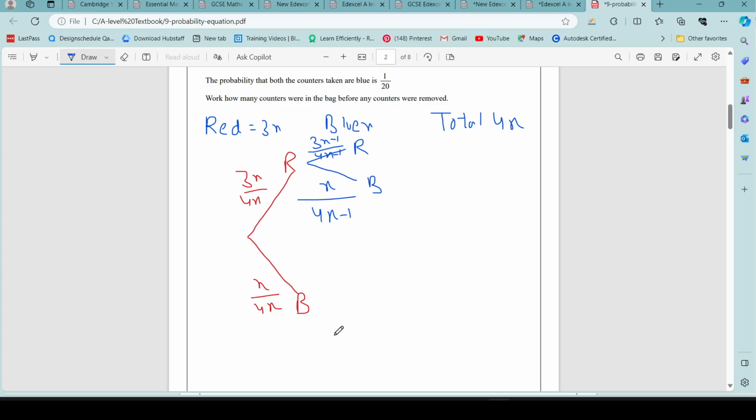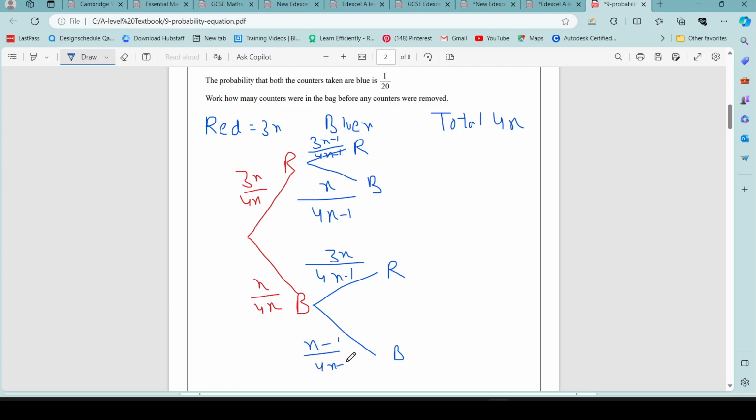Now for this branch, the first was blue. For the second, the probability for red is still 3x, there's no change to the 3x. The denominator will be over 4x minus 1. For blue, it will be x minus 1 over 4x minus 1.